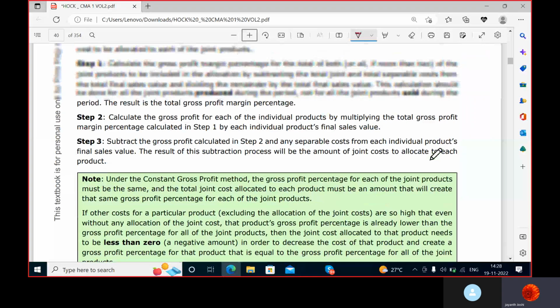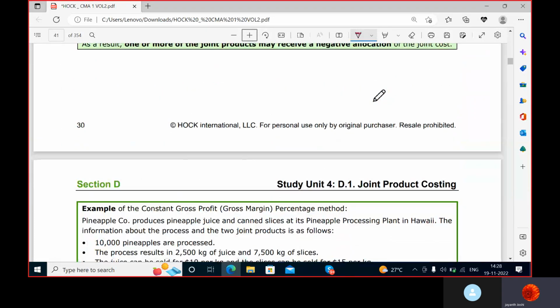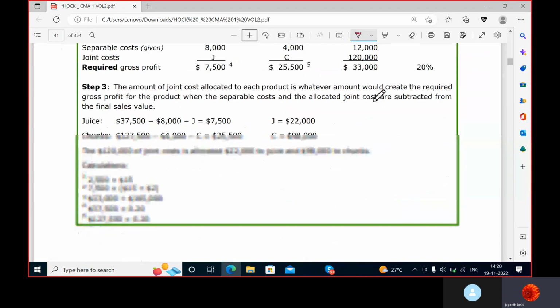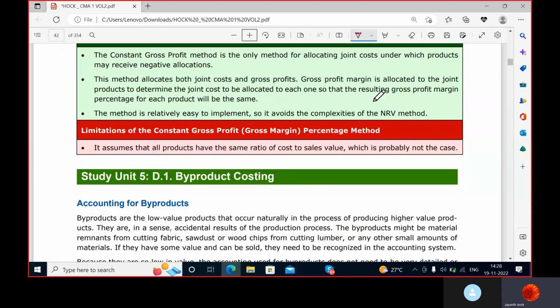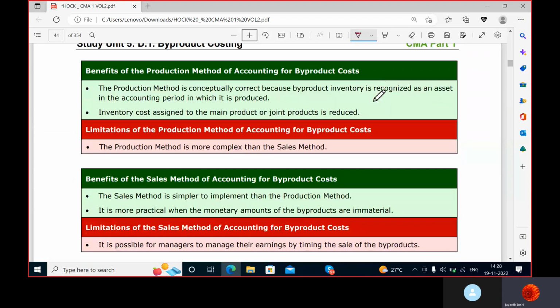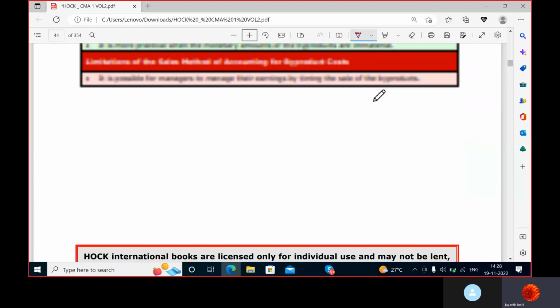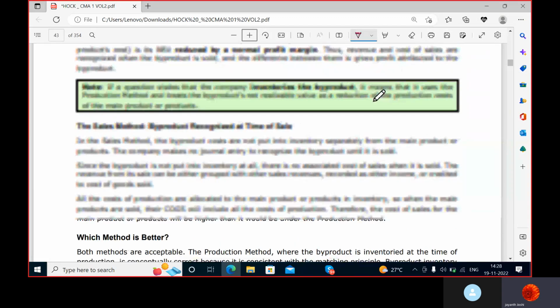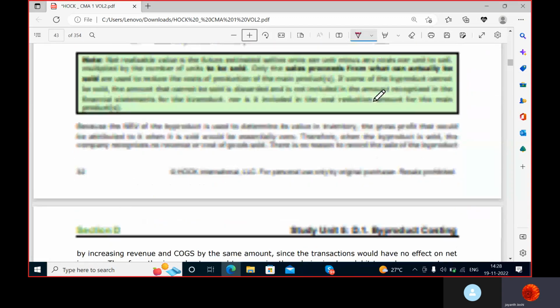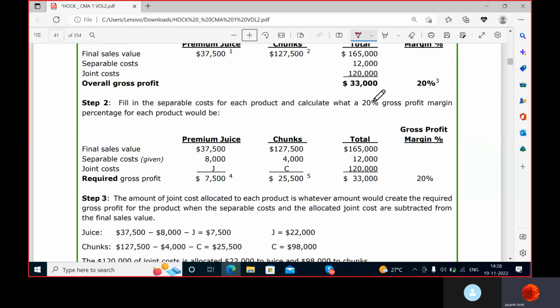Now I think we have the gross profit margin percentage method, the last method to be done. So let's understand this. I think this would end the chapter. Byproduct costing is not there for you almost, because byproduct, I have explained what a byproduct is. Byproduct is not there for you. Syllabus, like accounting, is not required for that.